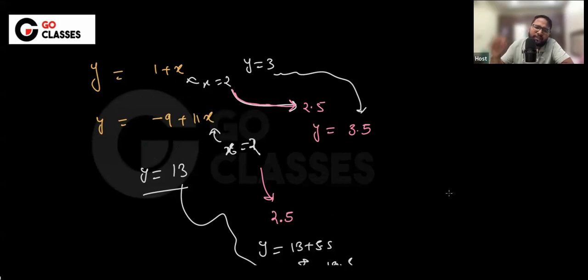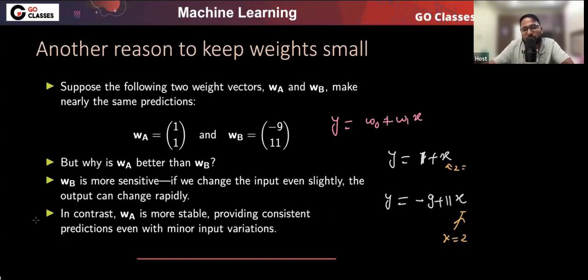Maybe a little bit of variation will be there in the measuring. The data may be having a little bit of change and so on. So a little bit of change should not be fluctuating too much, right? That's why, again, I have taken this from the University of Toronto only. That's why we also want weights to be smaller, because smaller weights are stable. In contrast, W is more stable, providing consistent predictions even with minor input variations. Let me know if you understood this.